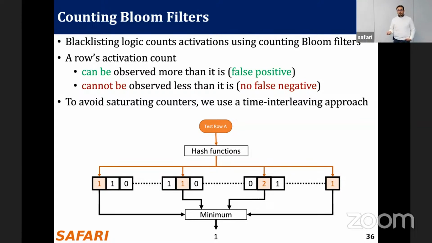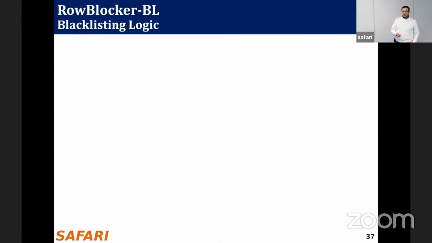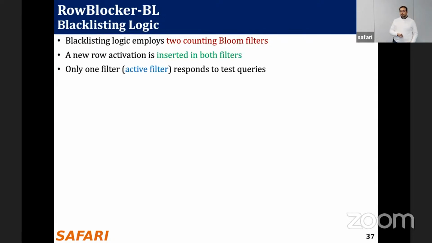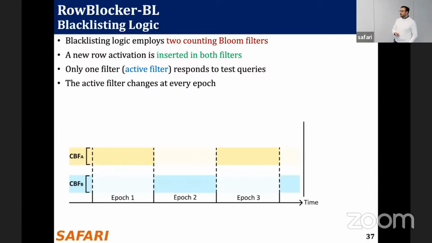And since we keep incrementing these counters, they can eventually saturate. To avoid that, we periodically reset them. To not lose information, we use two sets of these filters in a time-interleaved approach. So we basically employ two counting bloom filters, and any row activation is inserted in both filters. Only one filter responds to the test queries at a given time, and the active filter changes at every epoch.